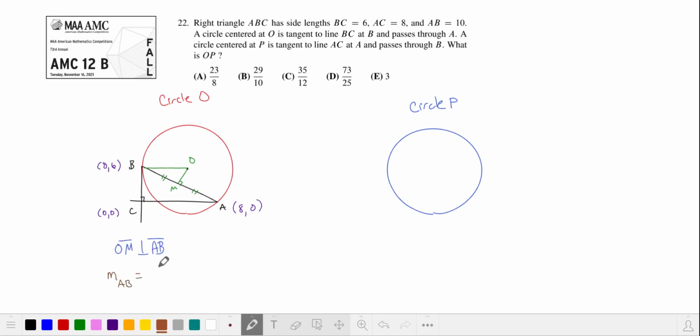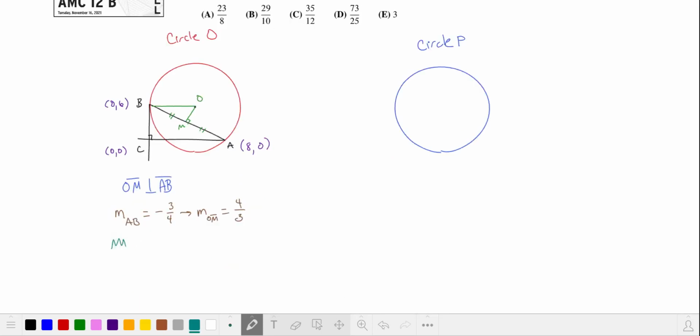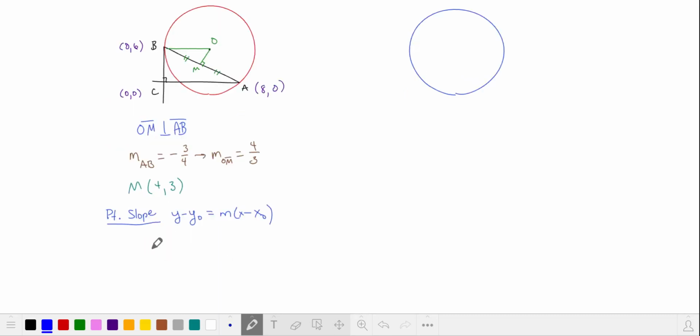The slope of AB is -3/4, which means the slope of OM is the negative reciprocal, 4/3. The coordinates of M are easy to find: 4, 3. We'll use the point slope form of the line to find the equation for the line that contains segment OM. We'll use this equation to find the coordinates of the center of our circle O.